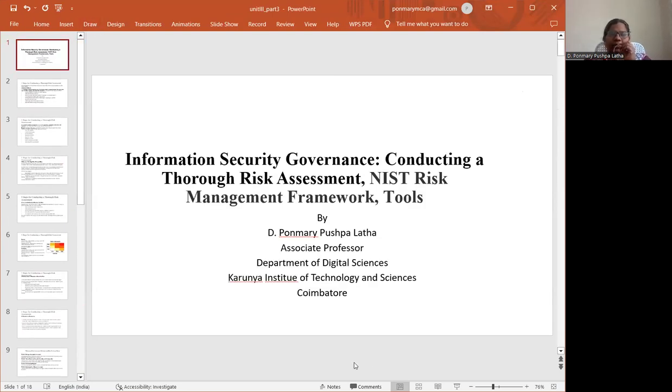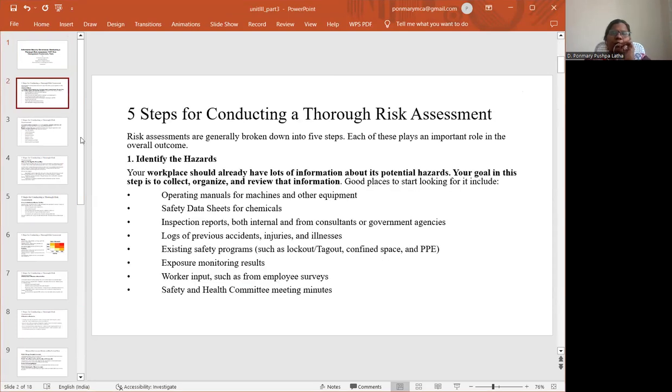Today's class, we would like to see about information security governance. In this one, how to conduct a thorough risk assessment, the NIST framework, and the various tools. This is what we are going to see in today's class. There are 5 steps for conducting a thorough risk assessment.